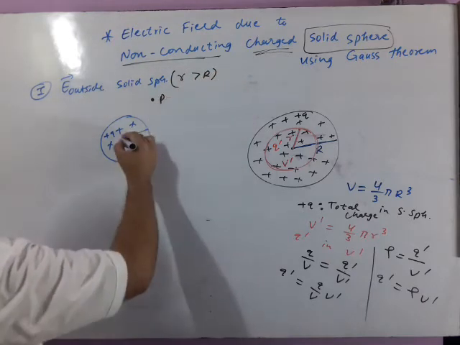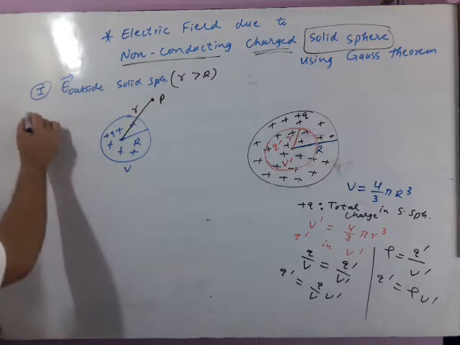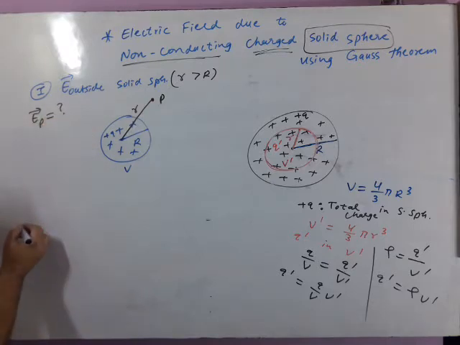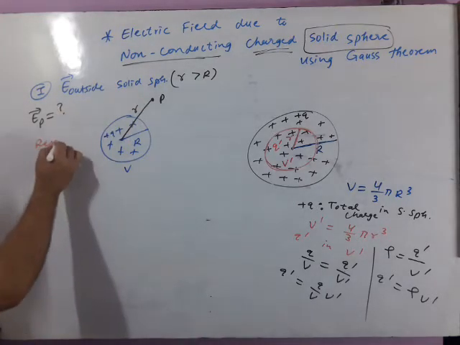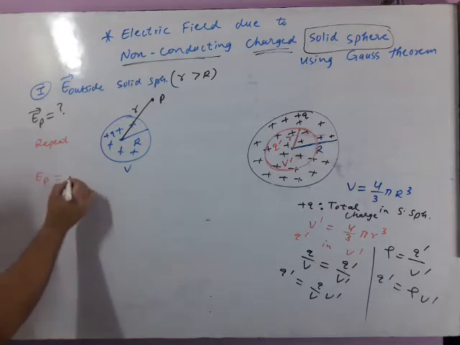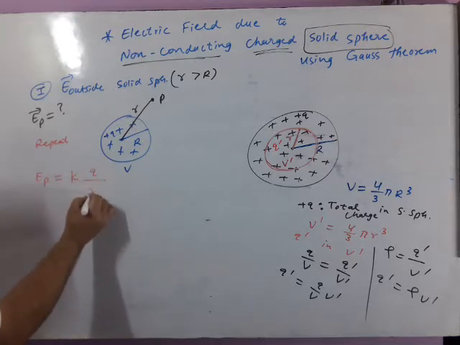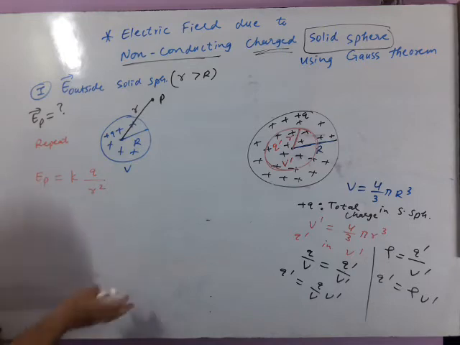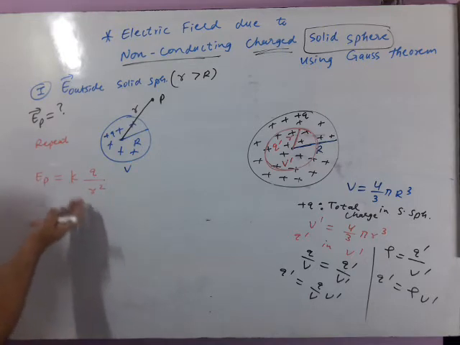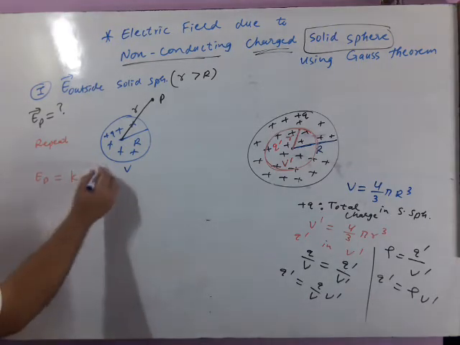This is external point P at a distance small r where we want to find electric field intensity. Similarly, as in the case of the hollow conducting sphere, you can repeat, and the final answer for outside will be kQ by r square. For external points, hollow conducting sphere and solid sphere are equivalent. Solid sphere also behaves as a point charge. Its answer is the same as that of the hollow sphere. Now, this is part 1.